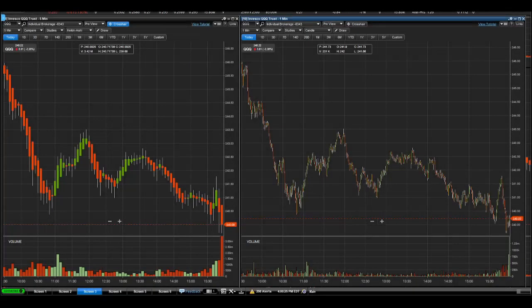My ideal setup would be having my Heikin Ashi chart on the 5-minute interval for the daily on one side, and then my candlestick on the 1 minute for the daily on the other side.